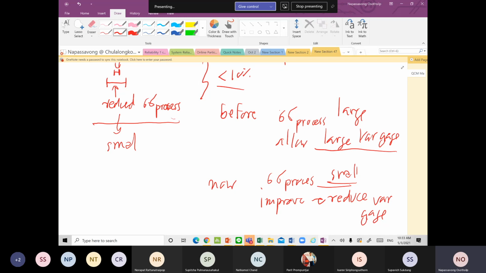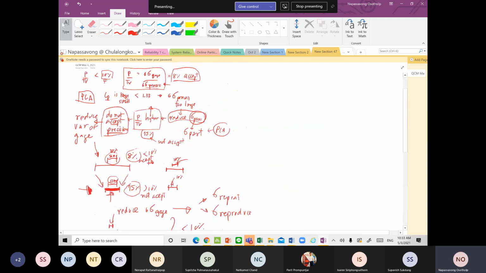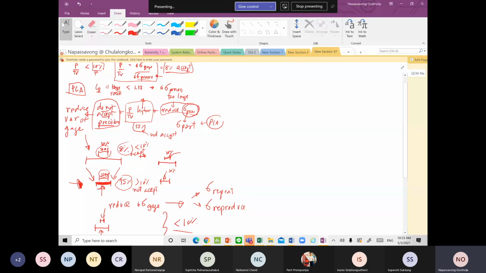So to summarize, the variation of the gauge that we allow should be considered relative to the variation of what we are going to measure. If the things that we want to measure have small variation, we have to keep the variation of the gauge small and keep that ratio less than 10% or 30%. It's up to you. So pick the criteria first and then maintain that ratio. Do you get that?